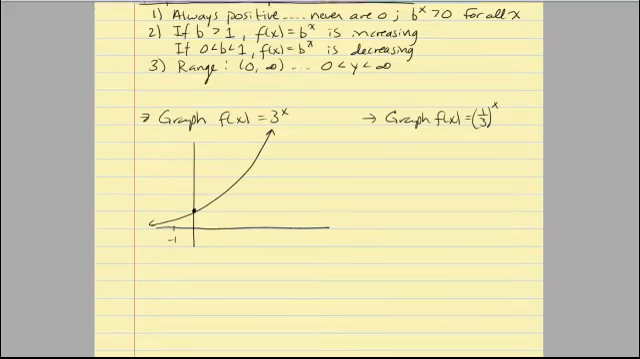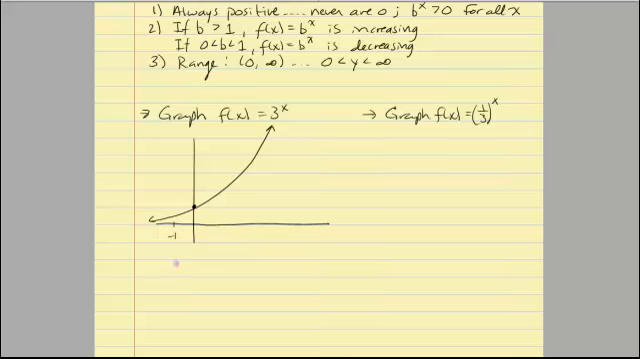So what are some characteristics of this graph of f of x equals 3 to the x? Well, first of all, it's increasing. It's continuous. It has positive concavity. So those are all interesting characteristics. It has a horizontal asymptote as well. It has a horizontal asymptote at y equals 0.